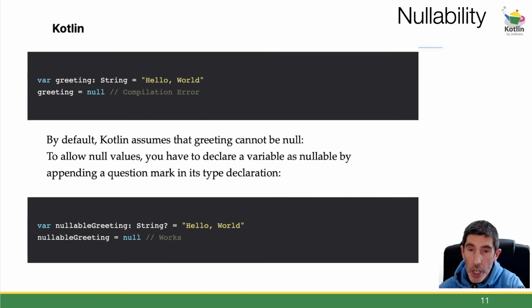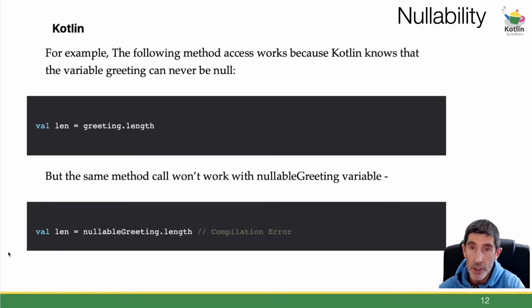so if we look at taking that example a little bit further, for example, the following method call works because Kotlin knows that the variable greeting can never be null. So we don't need to wrap this up in some kind of checks, wondering maybe it will be null, maybe it won't. Kotlin knows that greeting cannot be null. It cannot have been allowed to be declared to hold a null value. So we can simply check greeting.length and it'll work fine.